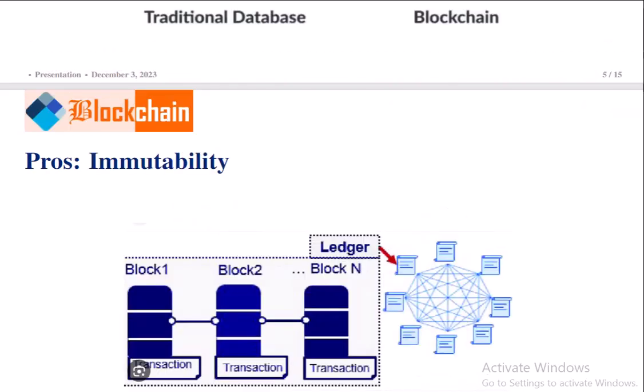Another benefit of blockchain technology is its immutability. In the blockchain, the ledger, which holds the details of all the financial transactions, is present at each node of the network. Immutability means that once a block is added to the blockchain, it becomes extremely difficult to alter. No one can change that block then. So it ensures the integrity of the historical data.